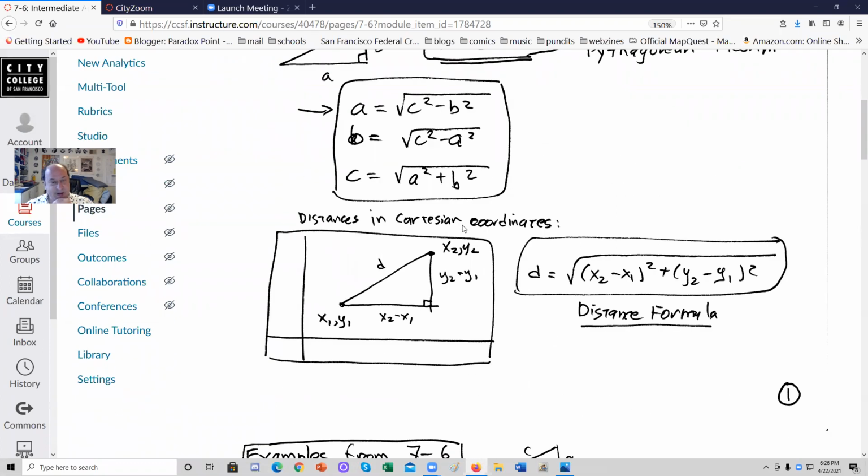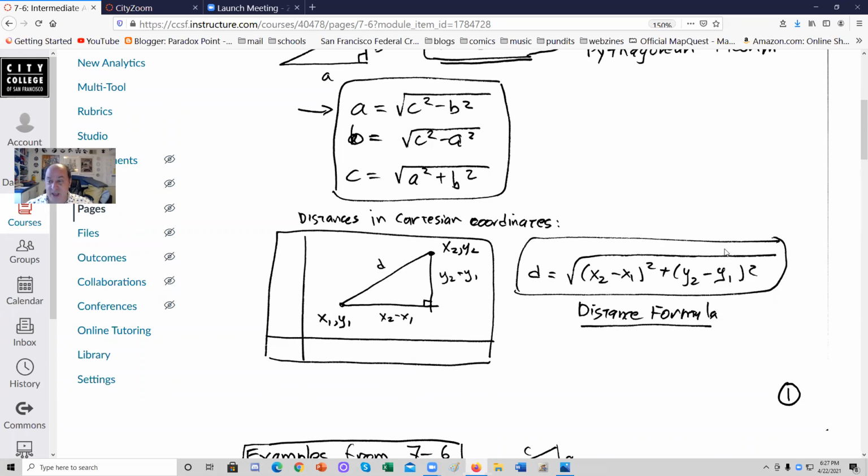And this ties into distances in Cartesian coordinates. Having this point at coordinates x1, y1, this point at coordinates x2, y2, then you draw this horizontal line and this vertical line. This line's length is the difference in the x values, x2 minus x1. This line's length is the difference in the y values, y2 minus y1. And so by Pythagoras, d equals the square root of the sum of (x2 minus x1) all squared plus (y2 minus y1) all squared. This is the distance formula for points in the plane.